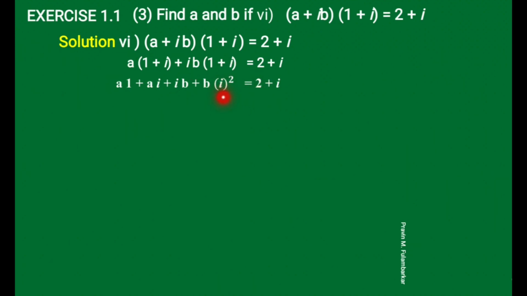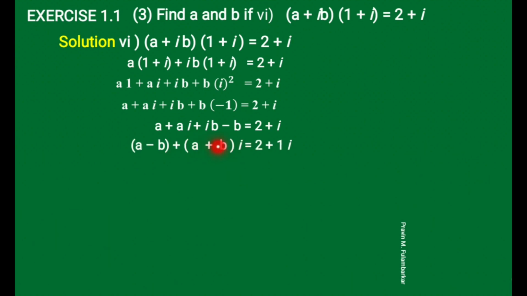Now substitute the value of i square as minus 1. So we substitute the value of i square as minus 1 here, then we write plus b into minus 1 as minus b. Now we write the real part with the real part, that is a minus b as the real part, and we take i common from the second and third term. So we write a minus b plus, taking i common, we write (a plus b) into i equals to, the coefficient of i is 1, so we equate the complex number.